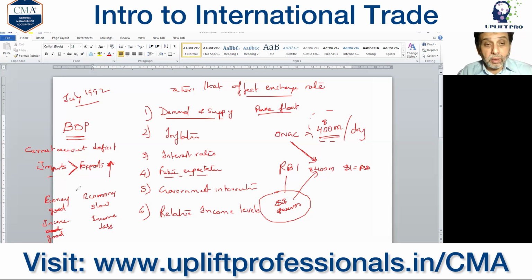Which currency would increase? Which currency would appreciate? Which currency would depreciate? According to you, which currency would appreciate and which would depreciate? For example, let us talk about this is USA, this is India. Which currency would appreciate? Which currency would depreciate? Anybody?